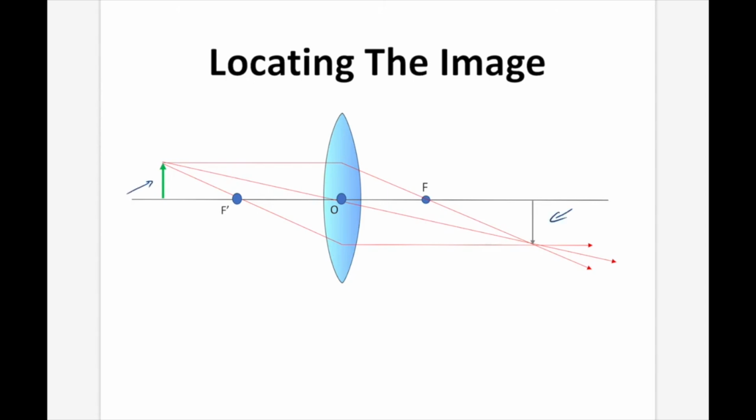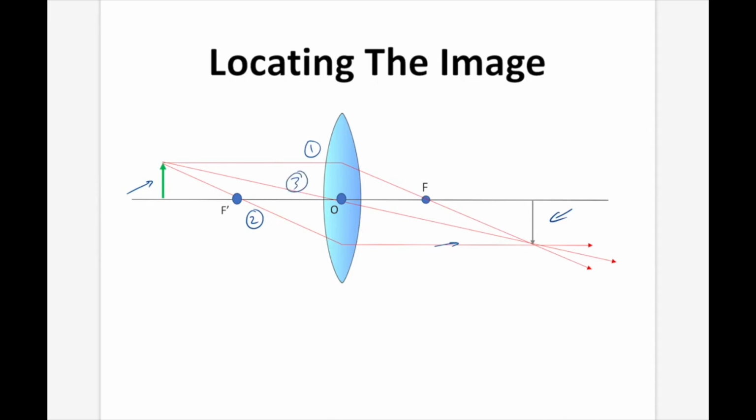We have rule number one, where it goes parallel to the principal axis and then goes through the focal point. We have ray number two, which goes through the secondary focus and then comes back out parallel to the principal axis. And then we have ray number three that goes through the optical center and just continues on. Where all three of them meet, that's where our image is.